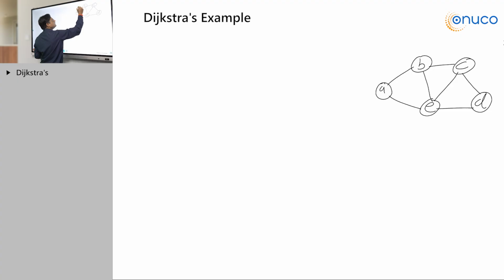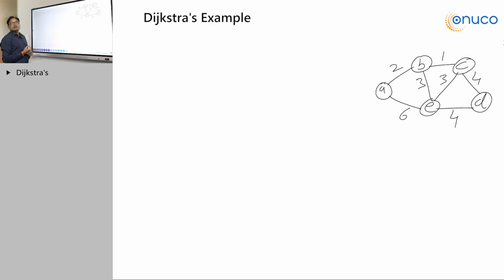Say we have distances here: 2, 1, 3, 6, 4, 3, 4. So the cost is already given on each and every edge. In this case, say we are going to consider A as the source vertex. Then what will happen, friend? We are going to apply Dijkstra's algorithm. Hence, we are going to write the cost matrix of this to give the input to the program.